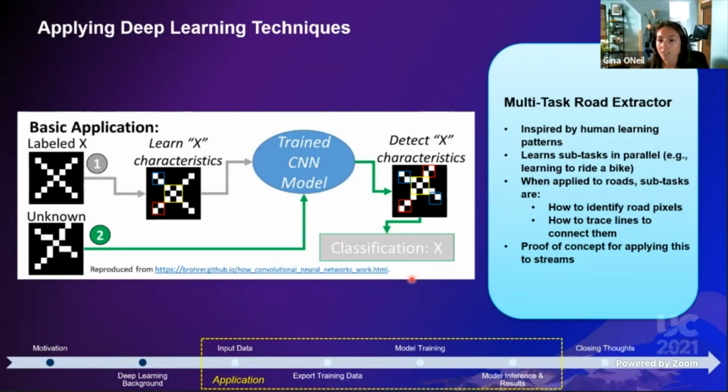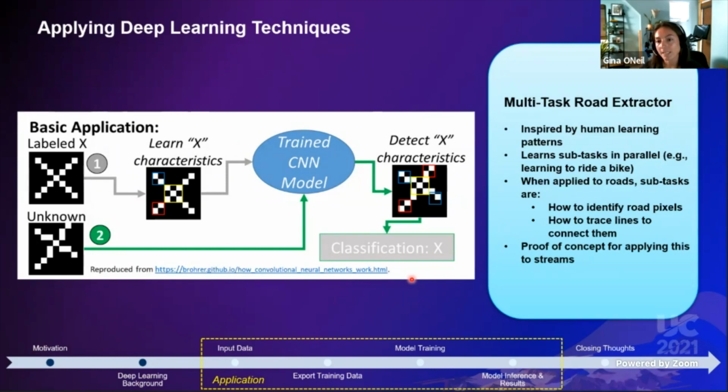And the specific deep learning model that we're going to be using and talking about today is called a multitask road extractor model. So the multitask road extractor deep learning model is inspired by human learning patterns, where when we set out to learn a new task, we're really learning a series of subtasks in parallel. So if you think about when you learn to ride a bike, you're at the same time learning how to balance the bike, how to navigate the road, and how and when to brake.